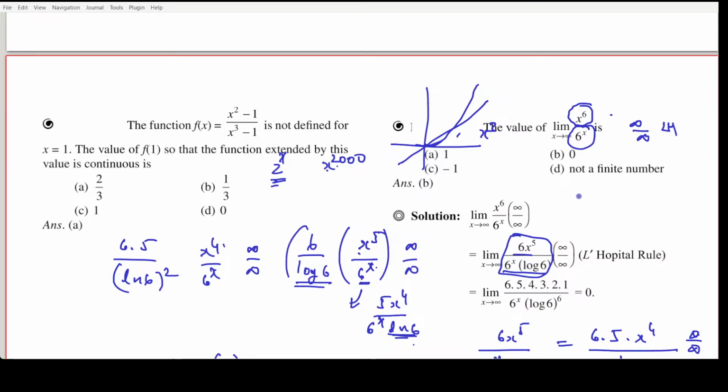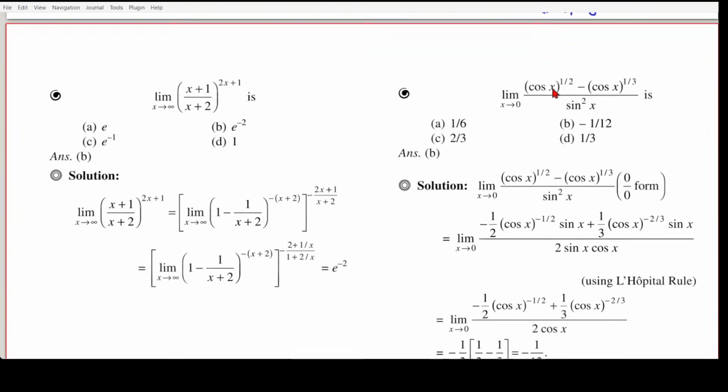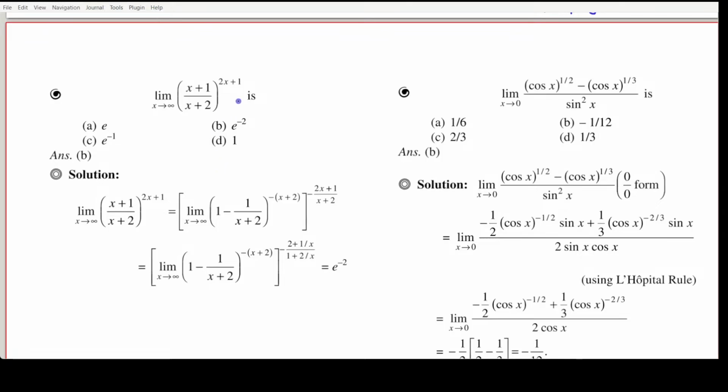So now we understood this limit. How did we arrive at this limit being equal to 0? We applied this LH rule 6 times. See here, this is one more interesting thing. Now this is in what format?